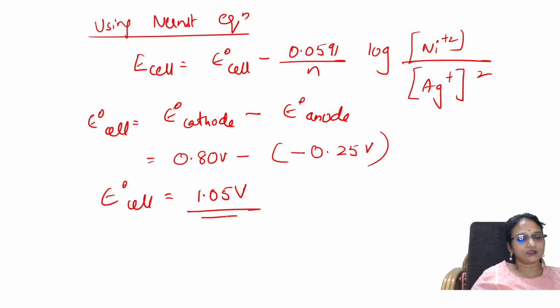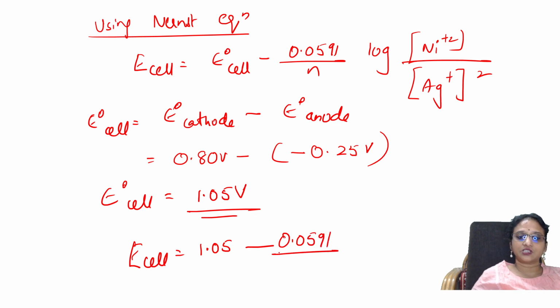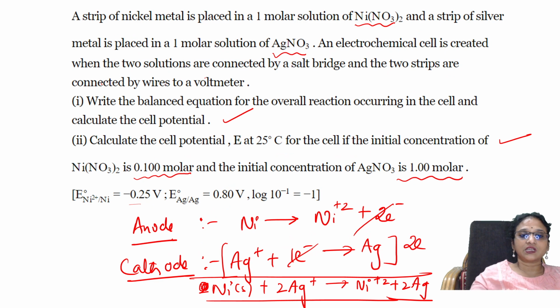Now substituting in the Nernst equation, E cell is equal to 1.05 volts minus 0.0591. How many electrons got transferred? 2 electrons. So 2 log of the oxidized part. How much is the nickel value, students? I got nickel as 0.1. How much is silver?